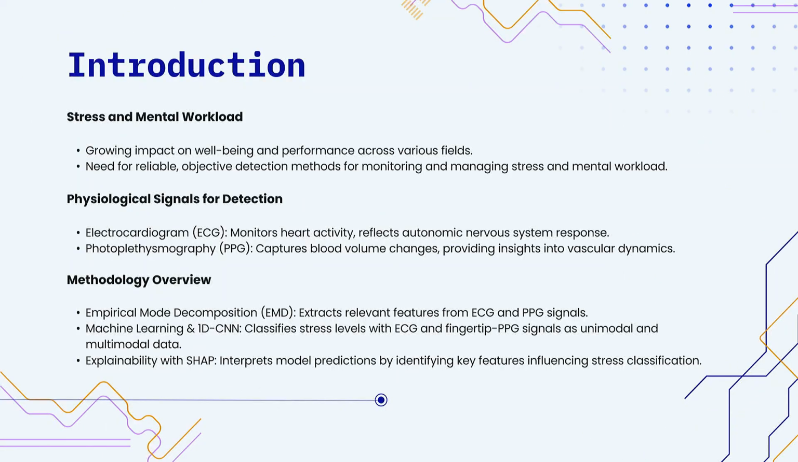First, introduction. As you know, mental workload has a growing impact on well-being and performance, and a reliable and objective method for detecting mental workload is still a challenge in society. Before, people used to use EEG data for detecting stress. However, EEG signals are very expensive to use, so they have switched to ECG and PPG signals, where ECG is monitored through heart activity and PPG is measured through blood volume changes.